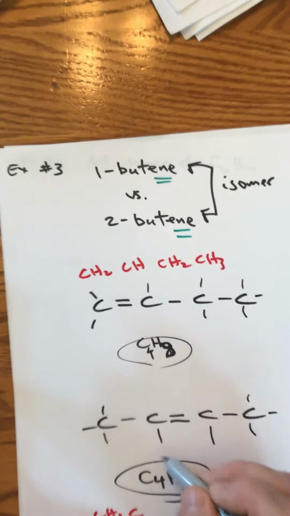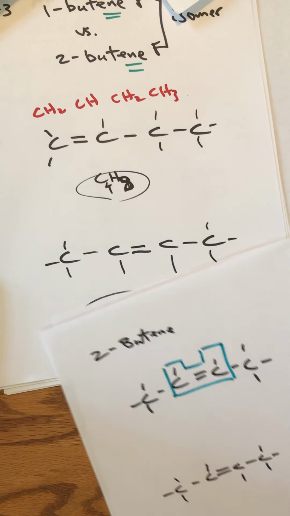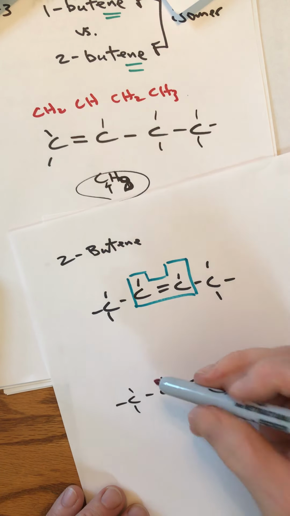With my hydrogens both facing up or down, the molecule can rotate, or I could have had one of the hydrogens facing up and one facing down. The single bonds always have the ability to rotate. The double bond locks them into place, so this arrangement is an isomer of this arrangement.